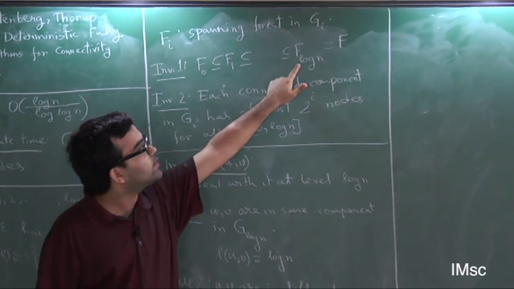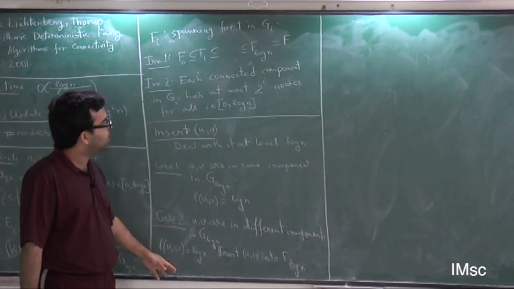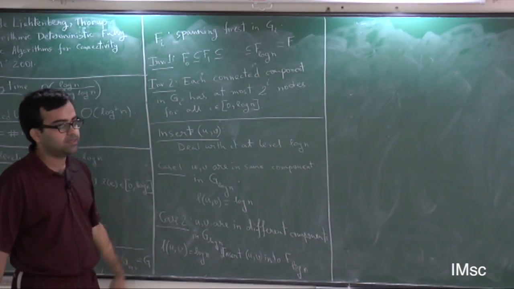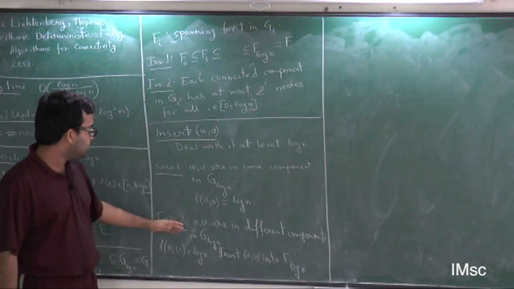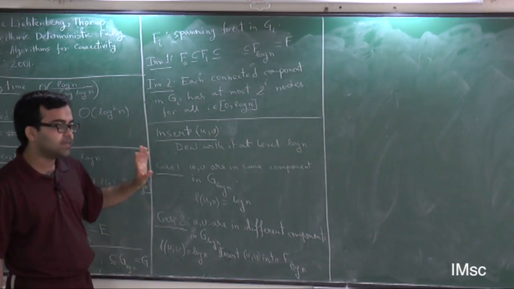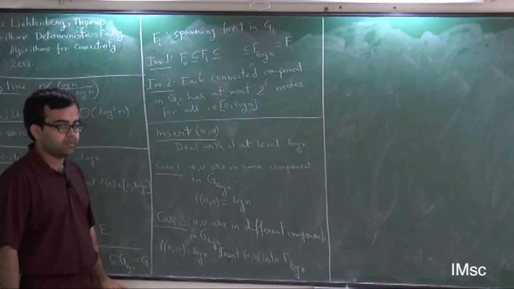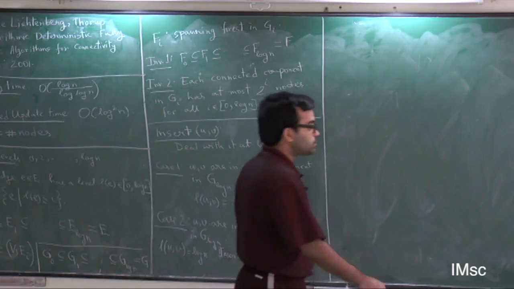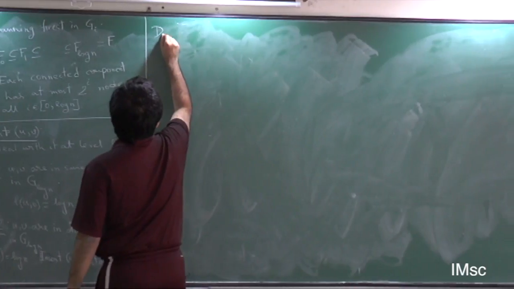Now we are ensuring that F log n remains a spanning forest because we are adding this edge, and of course we are setting its level to log n, so invariant 2 in level log n is again trivially satisfied. Okay, so insertion can be handled. We are not looking at the data structure till now, but you can see that insertion should not take too much time. This is easy. So now we will look at handling the deletion of an edge.